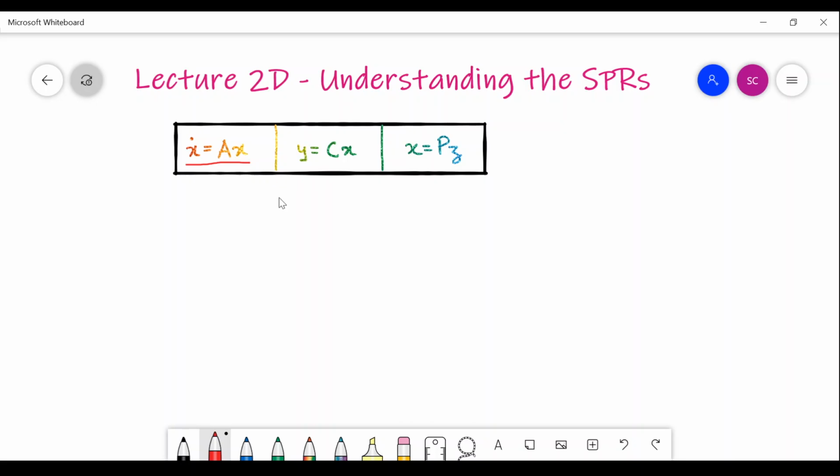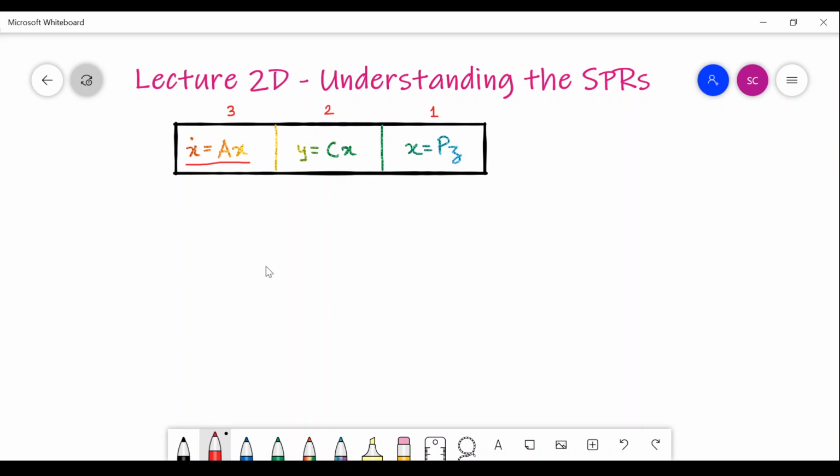Actually we will not start with x dot equals Ax, but we will start with this one first. This is going to be our first equation that we will look into. This will be our second equation, and this would be the third equation that we will look into in the discussion of this particular lecture.